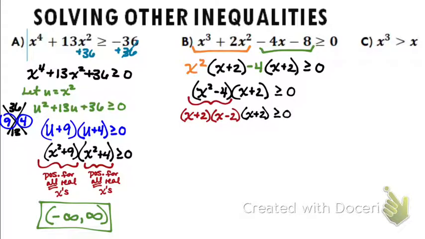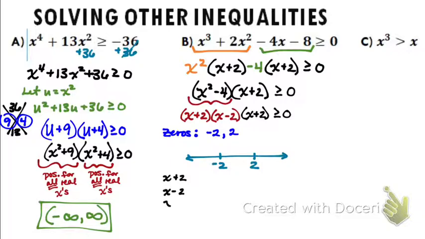Where is this greater than or equal to 0? So where are my zeros? Negative 2 and positive 2, right? Yeah. I'm going to do my number line. Negative 2, positive 2. I need all three of those factors. x plus 2 appears on there twice, but I need to include it both times. You can't leave it out.